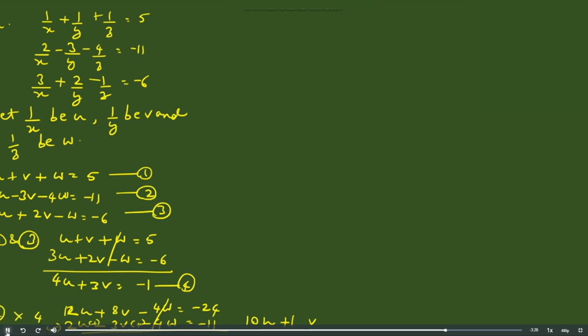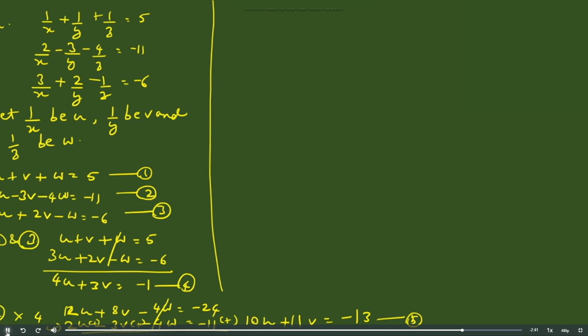10u, see, it is 8v minus 3v. I've changed the sign of 3, so it is 8 plus 3, 11v. 10u plus 11v equals minus 24 plus 11, which is minus 13. This is going to be my equation number 5.